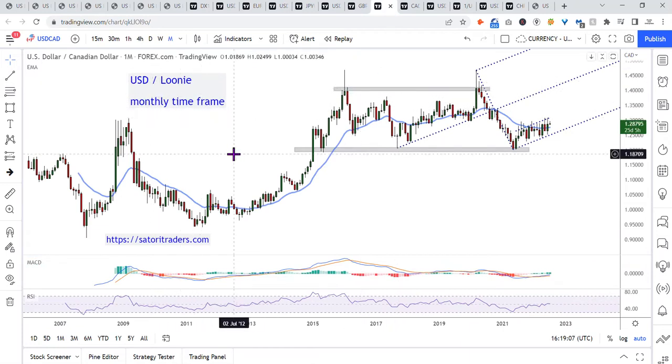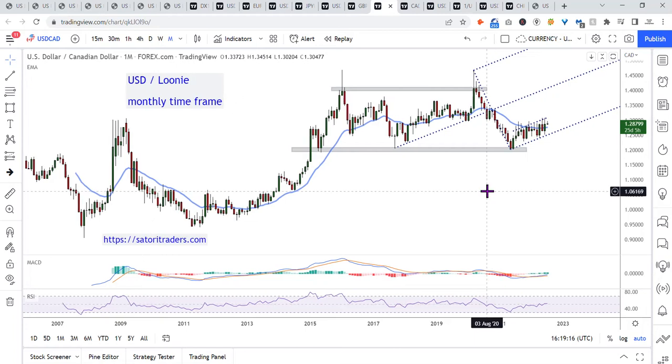US dollar relative to the Canadian dollar. Richard Russell called it the loonie. I don't know if it has an official name. I call it the loonie. It's probably offensive to Canadians. I apologize if that is so.